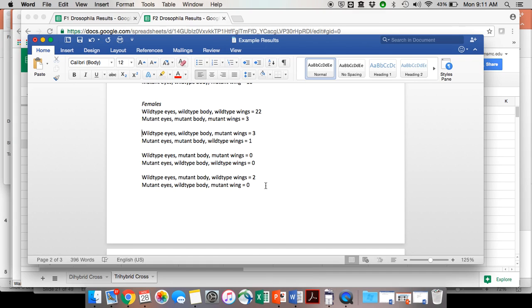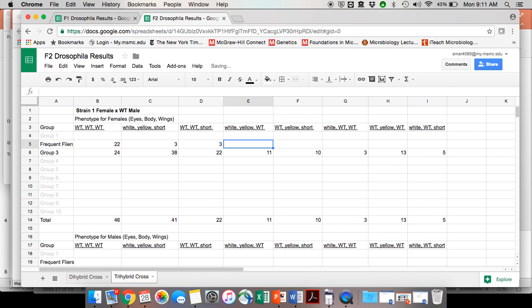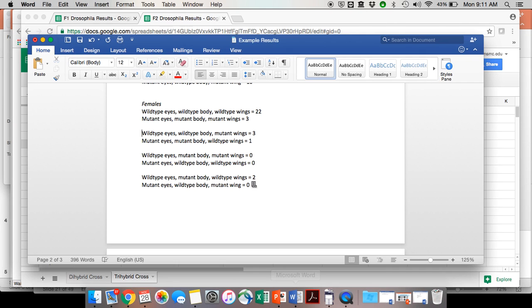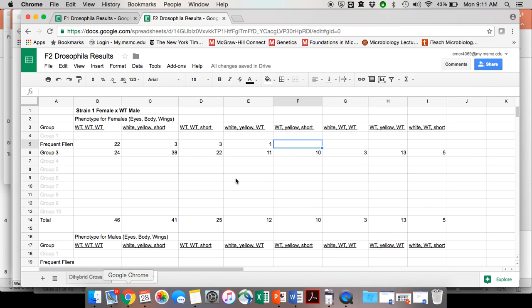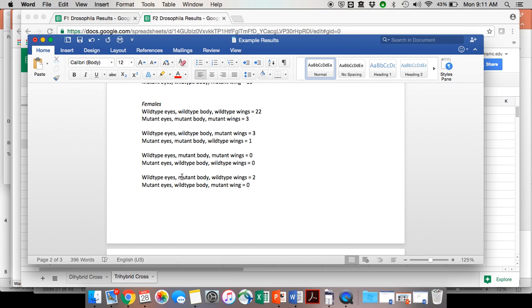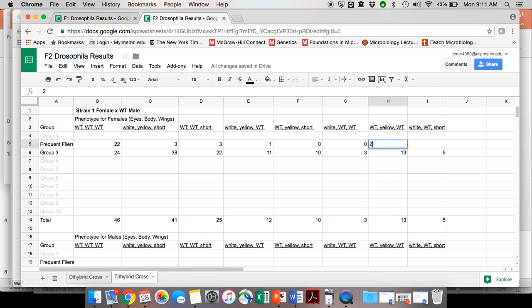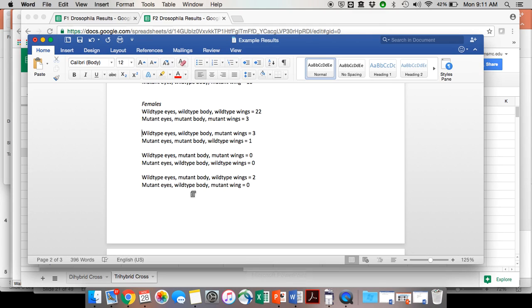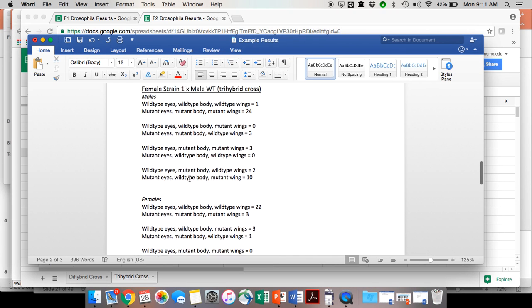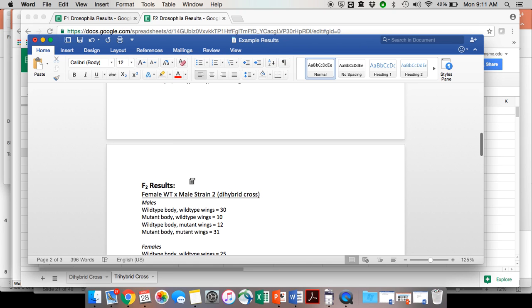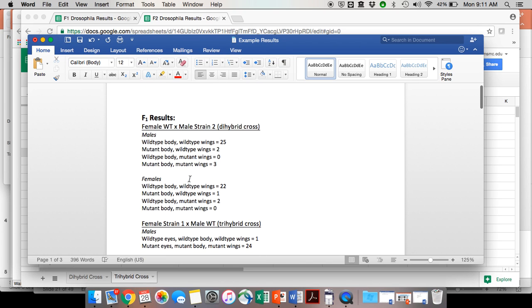So if we had 3 of those and then 1 mutant wild type, it'd be 3 and 1. Wild type, mutant, mutant, mutant, wild type, 0, 0, 0, 0. And then the last class would be mutant, wild type, mutant, wild type, mutant, wild type, mutant. So 2 and 0, 2 and 0. And remember, if you set up your data like this ahead of time, it becomes a lot easier to put it into Excel. So I would highly recommend you do this.